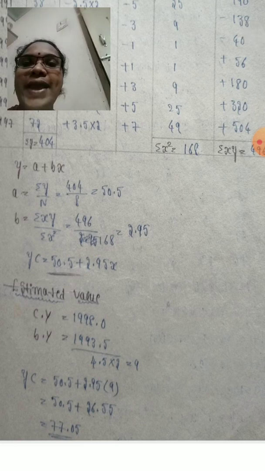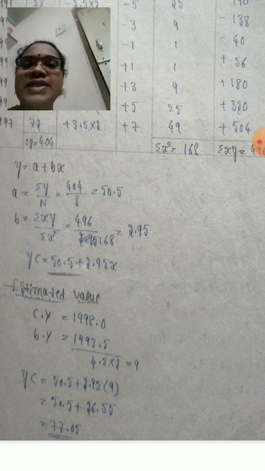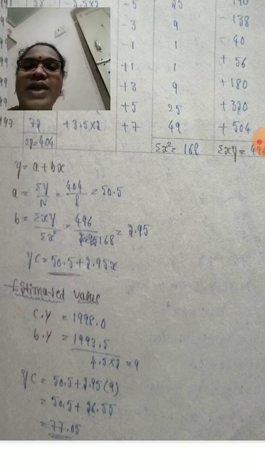Now y equals a plus bx. a is sigma y by n. The sigma y total is 404, by 8, where 8 is the number of items, equals 50.5. b equals sigma xy by sigma x square. Sigma xy is 496, and sigma x square is 168, that is 2.95. So yc equals a plus bx, that is yc equals 50.5 plus 2.95 x.